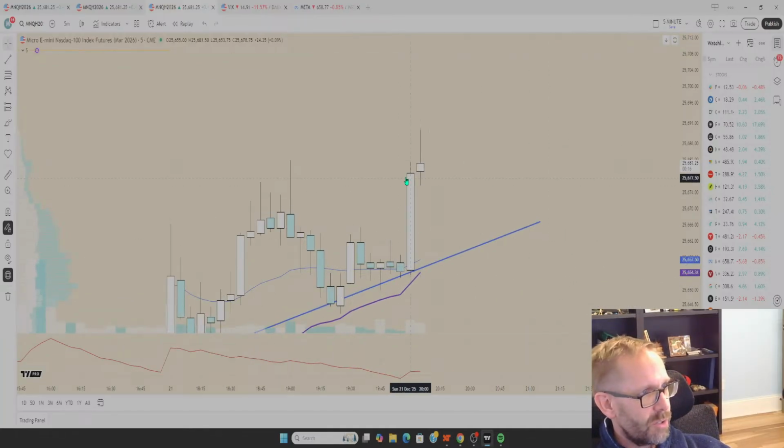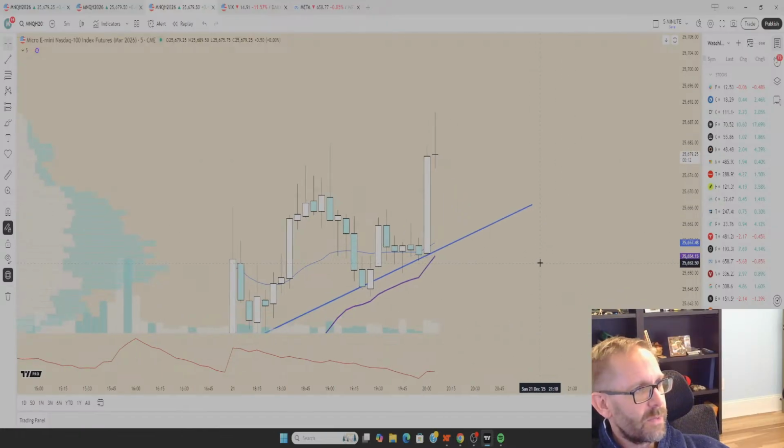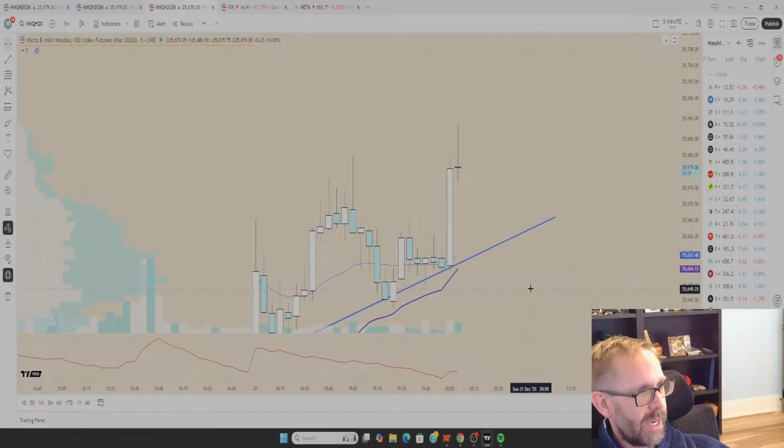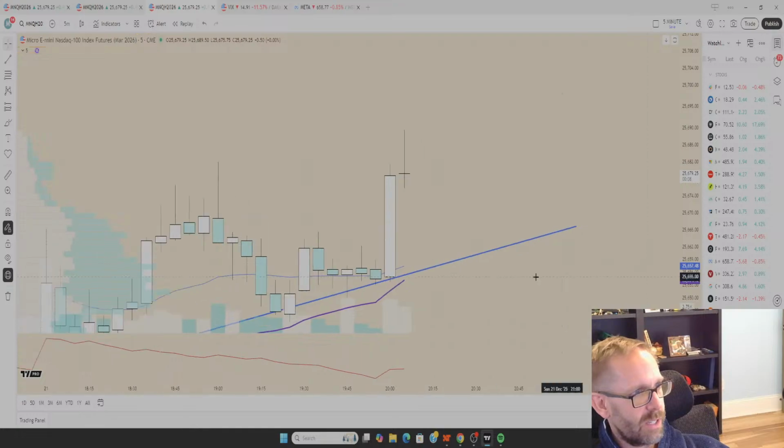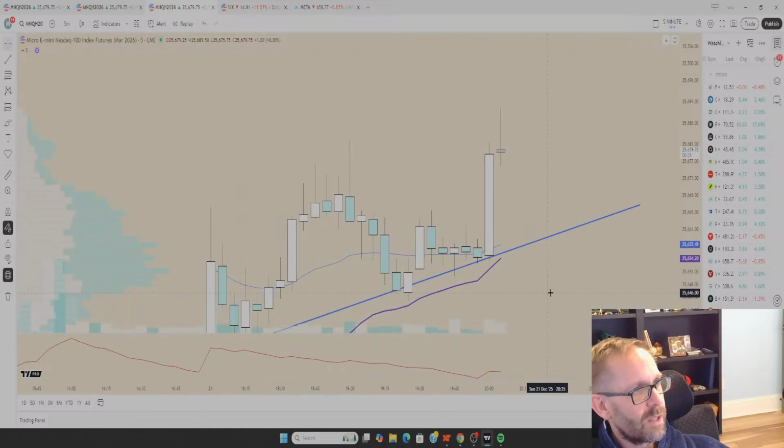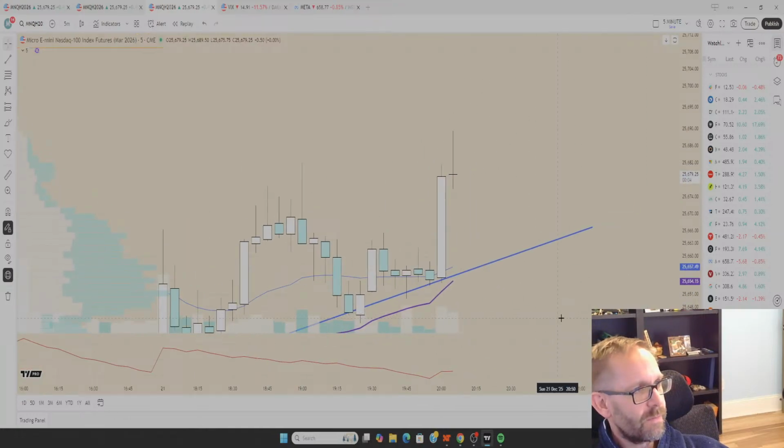So the bulls who bought at the end of this are really hoping there's a strong close. If not, it could rotate back down into the sell side liquidity of this big candle. Let's see what happens. Any bets?